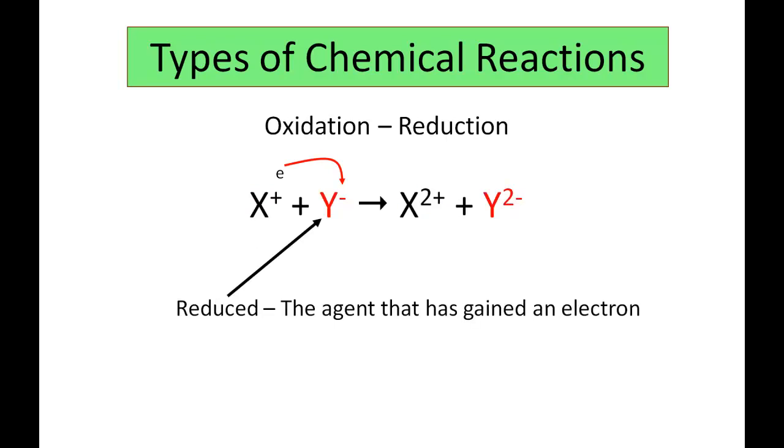The Y, on the other hand, is gaining an electron, which we consider to be reduced. So the Y with a negative 1 charge after gaining an electron becomes Y with a 2 minus charge.